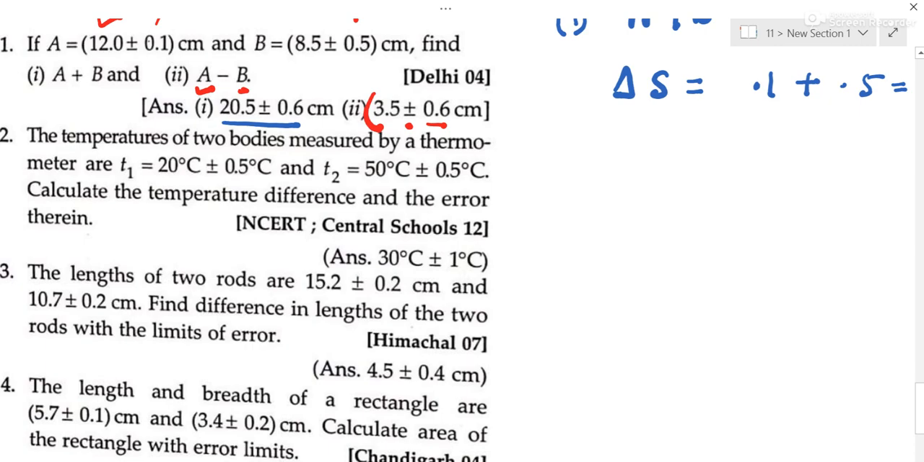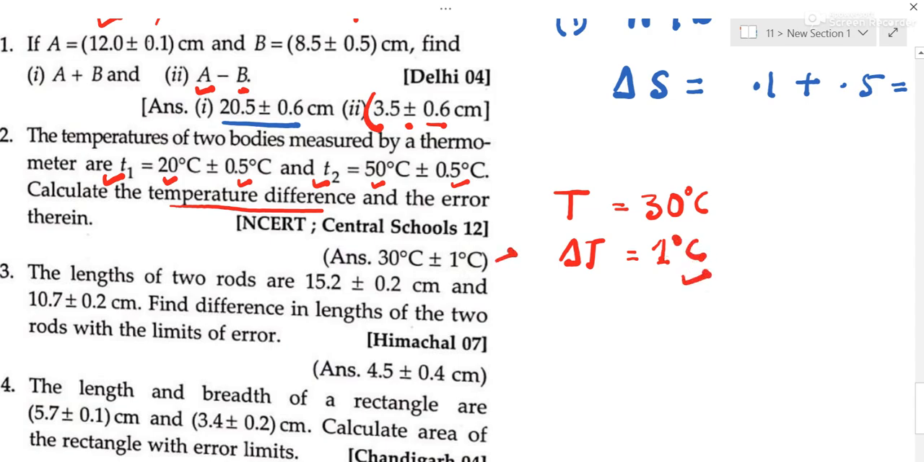So coming to the next. This is temperature 1. This is temperature 2. We'll have to tell the temperature difference. So the temperature difference would be the subtraction of the two values, final temperature minus this. So it's 30. But error would be added. 0.5 plus 0.5 is 1. So error is this. You can report the answer like this.